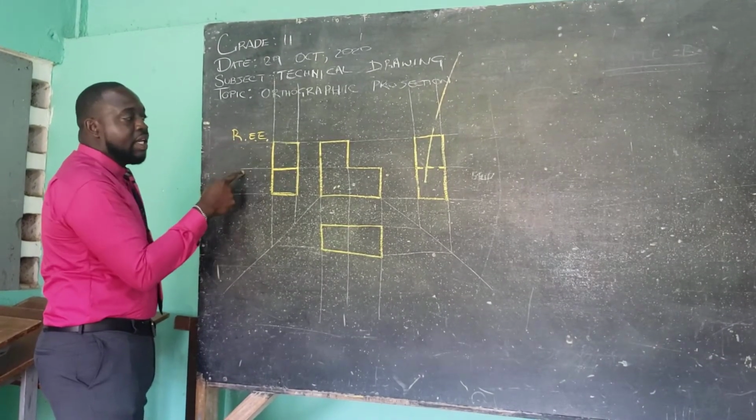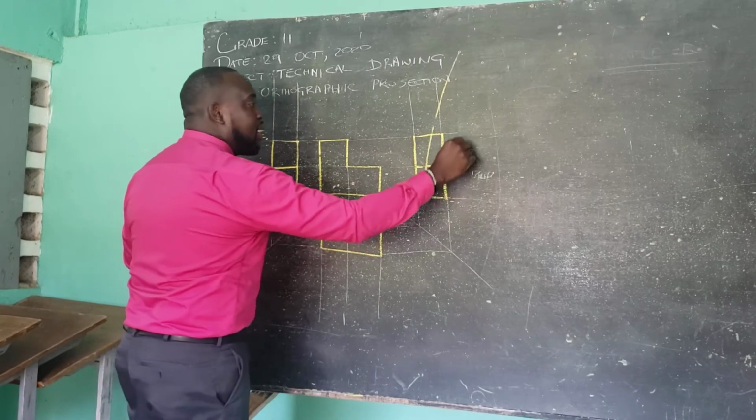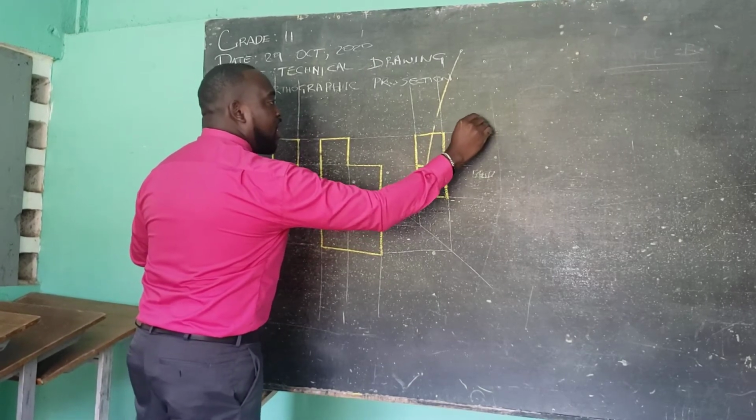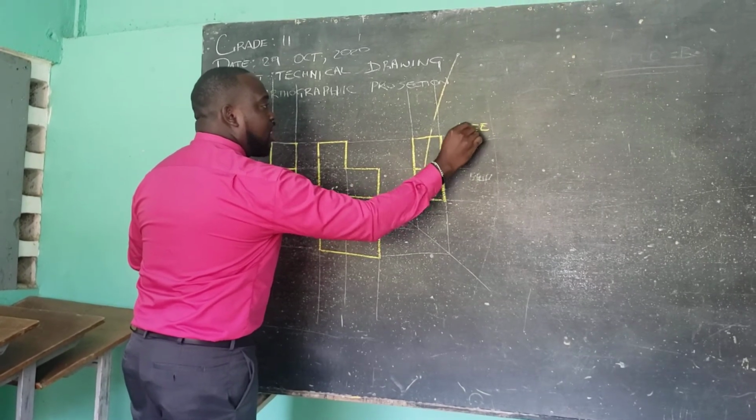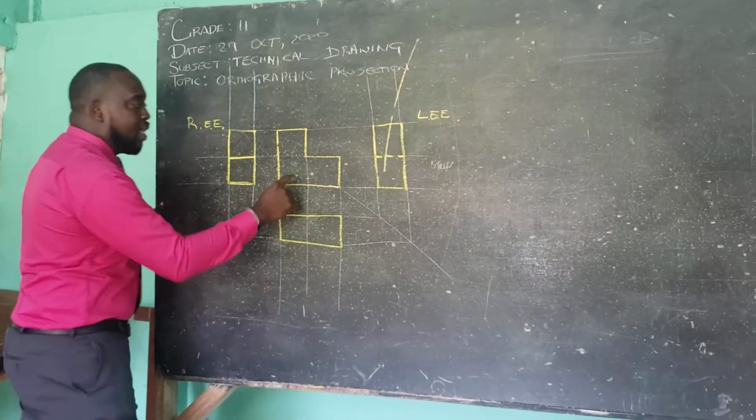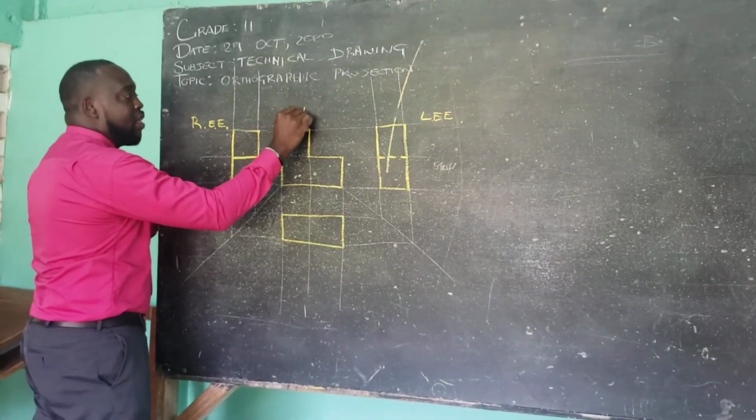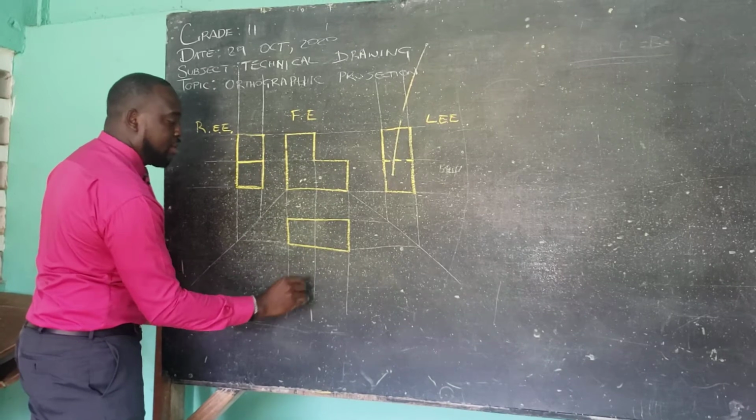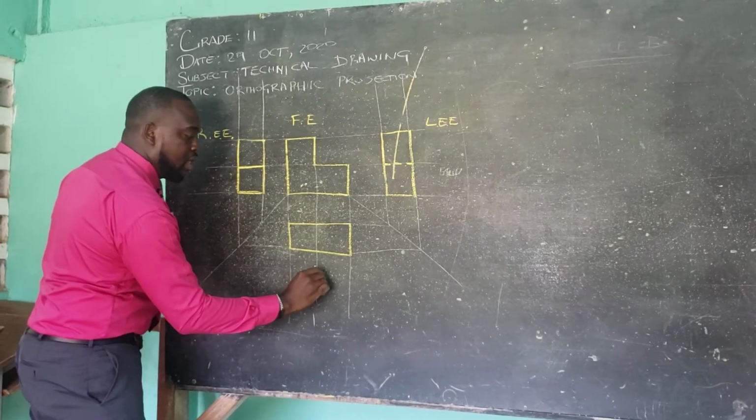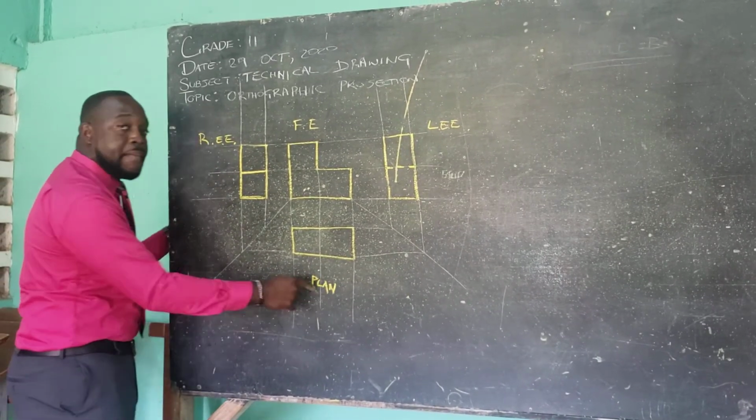Notice it is drawn to the left. And this represents the left end elevation. Notice it is drawn to the right. This is the front elevation. And this, my friends, is the plan.